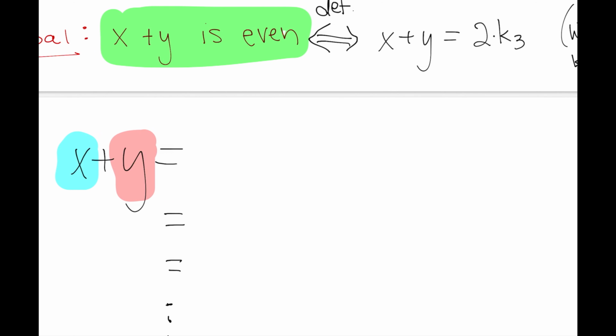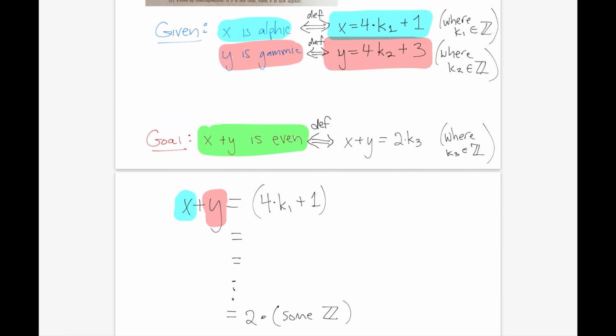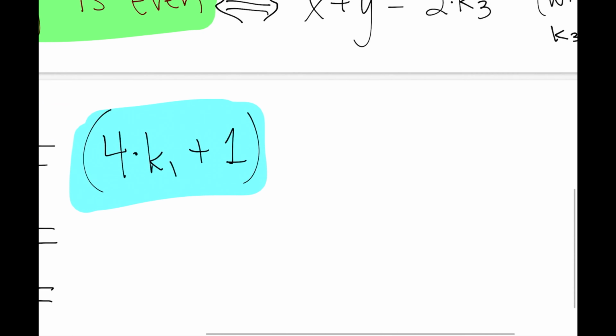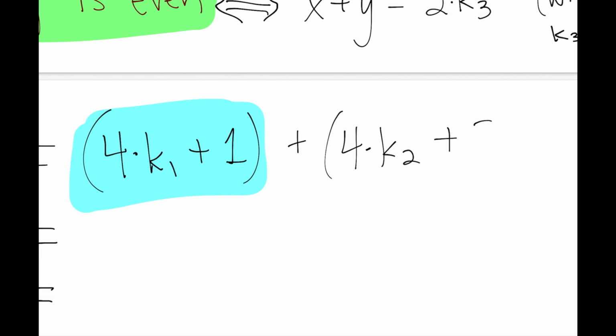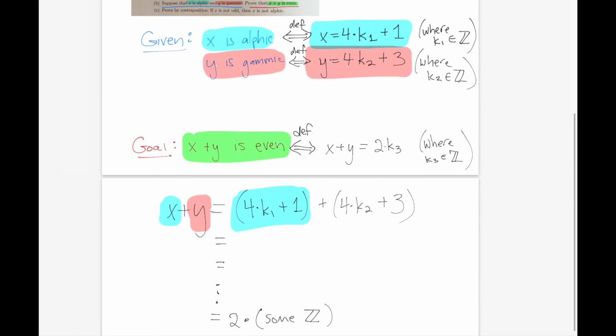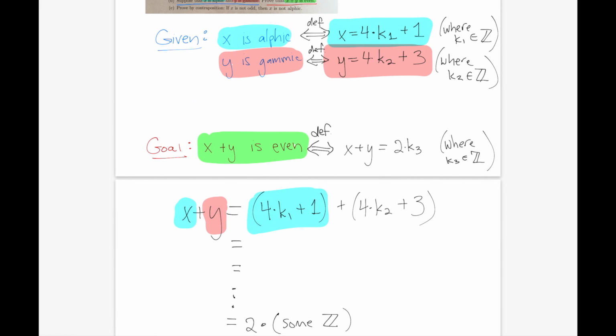And I'm going to write that as 4 times k1 plus 1, where that 4 times k1 plus 1 is just coming from that first expression up there where we wrote x, and then rewriting y as 4 times k2 plus 3, where again I'm just pulling that straight from what we've already identified y to be.